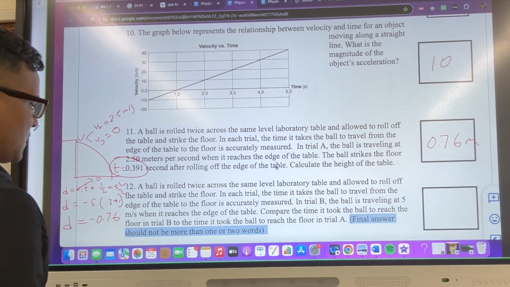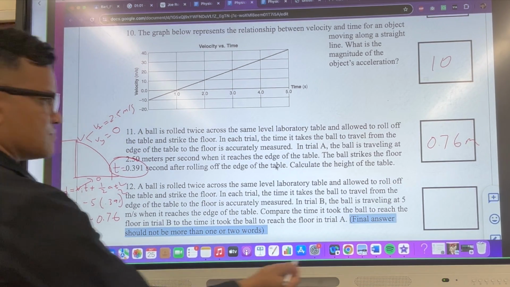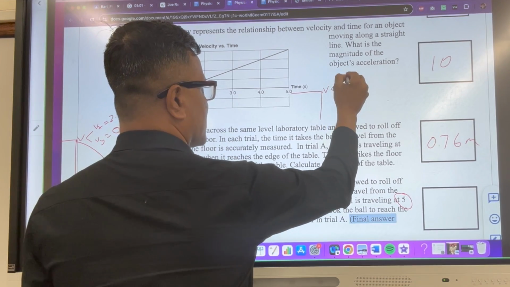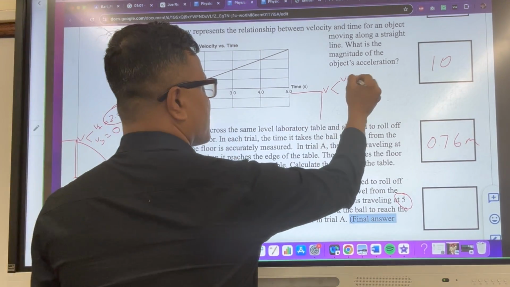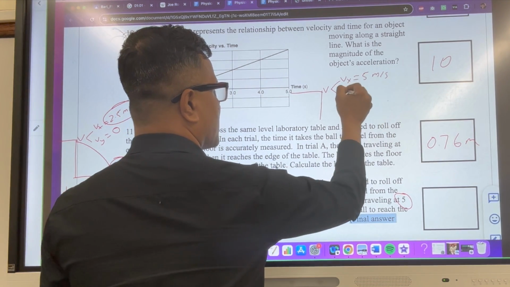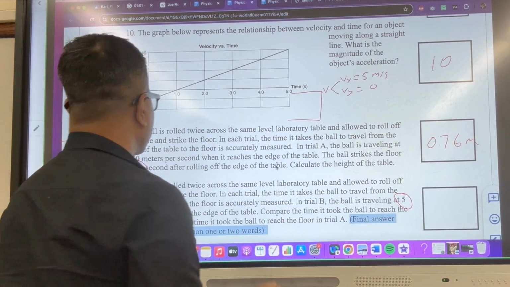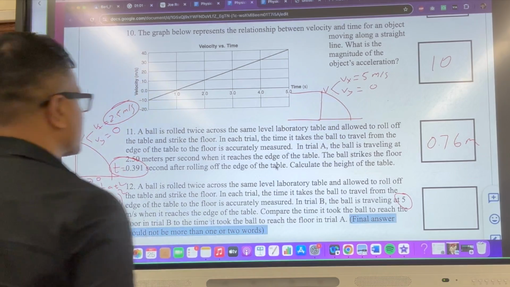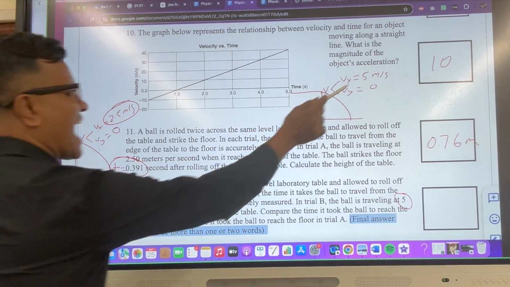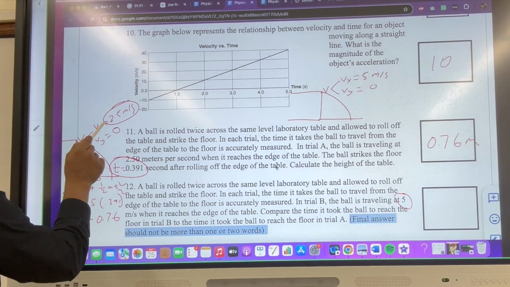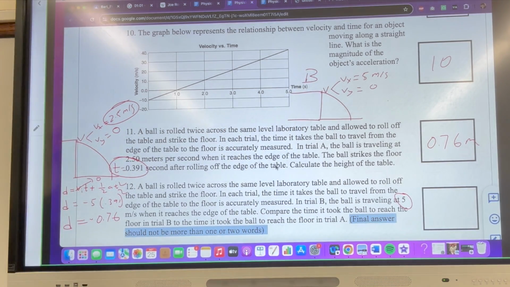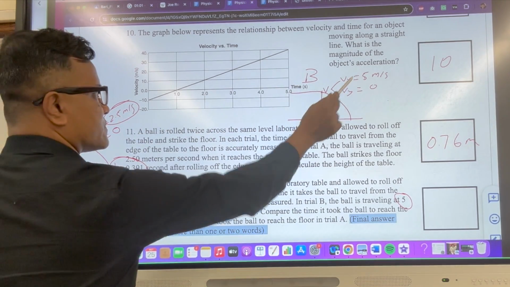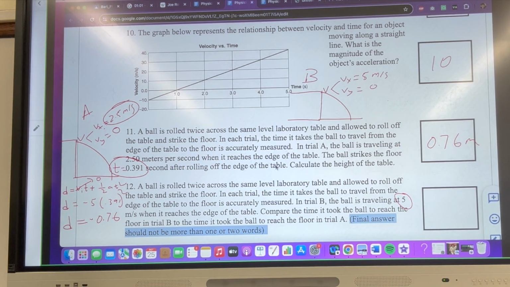So the other ball falls with double velocity. Instead of Vx being 2.5, Vx is 5 meters per second. Vy is still 0. Now, which one will take longer to hit the ground? Because the B ball is twice as much as the A ball in terms of velocity in the X direction.